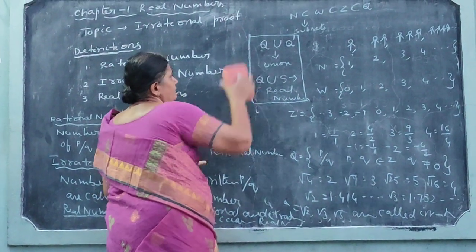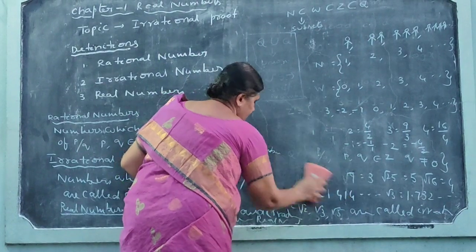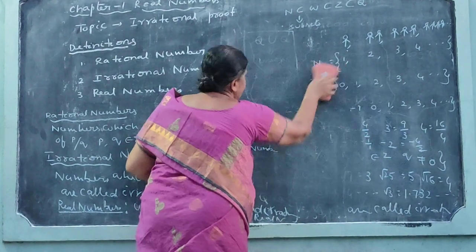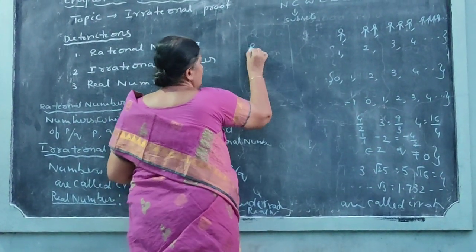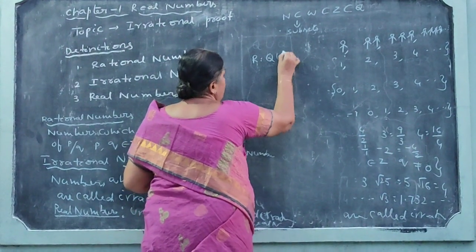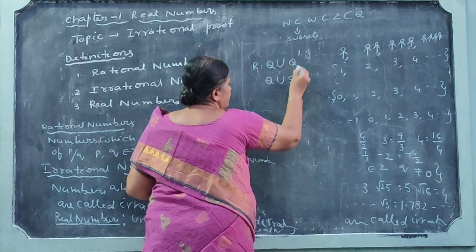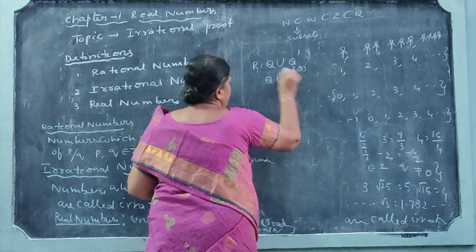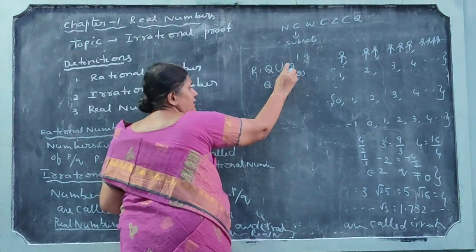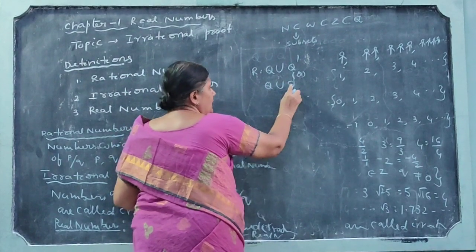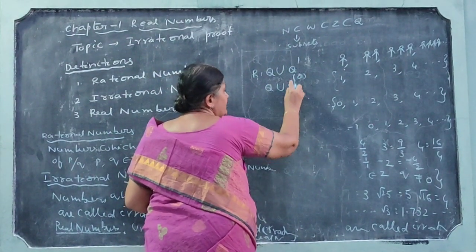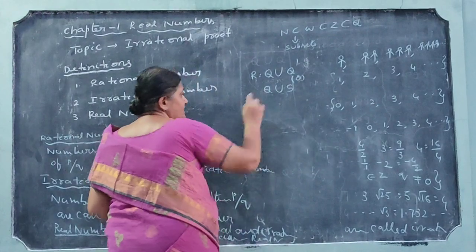I will write once again, listen carefully. It can be written as R is equal to Q union Q dash, or Q union S. Real number is the combination of rational and irrational. Rational and irrational, represented as Q dash or S. Read as Q dash. Do you understand or not?